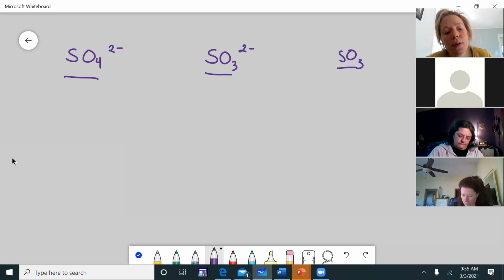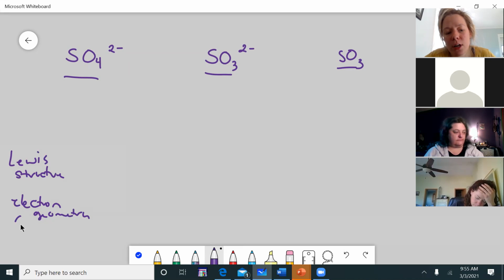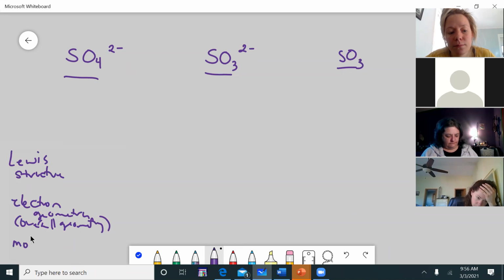So you'll do the Lewis structure. You can't do the geometries if you haven't done the Lewis dot structure or it's provided. So you have to do a Lewis structure first. Then I want you to tell me the electron geometry. And do know that sometimes electron geometry, they replace electron with overall geometry. Those mean the same thing. And then I also want you to tell me the molecular geometry.